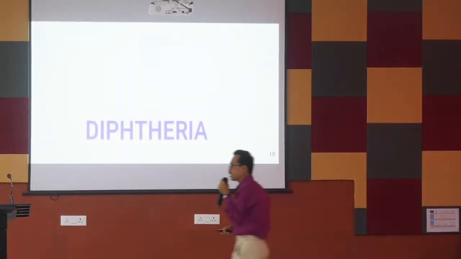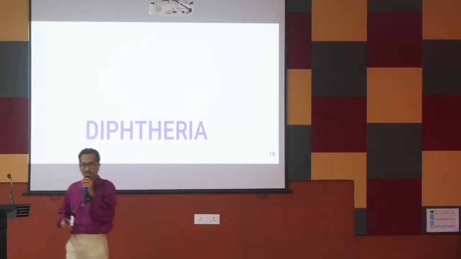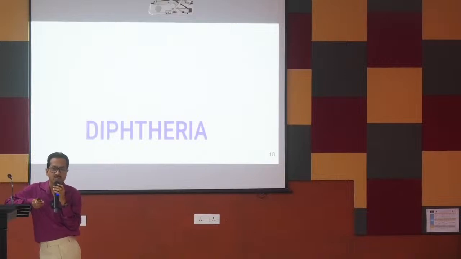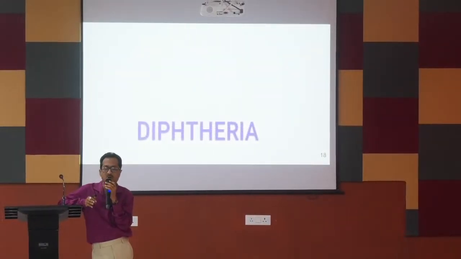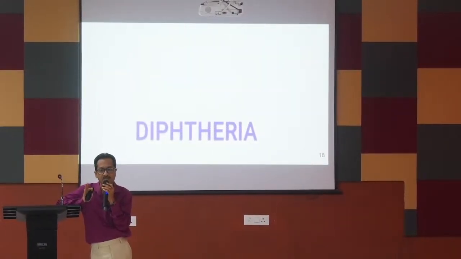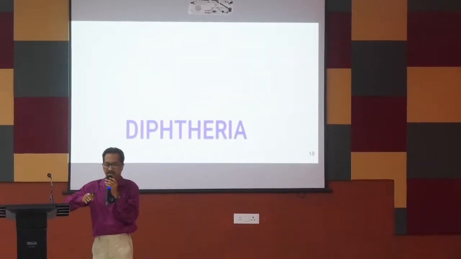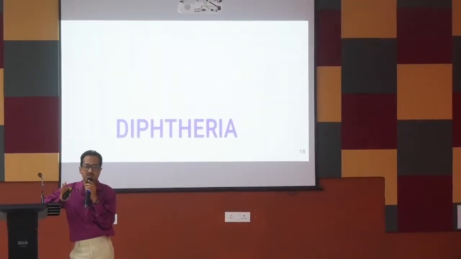Now we come to today's topic, that is diphtheria. What is the causative agent of diphtheria? Corynebacterium diphtheria. What is the meaning of Corynebacterium? Can anybody tell, what is the meaning of Corynebacterium? It means club-shaped bacilli. Corynebacterium means club-shaped bacilli, and this is one of the examples of gram-positive bacilli.